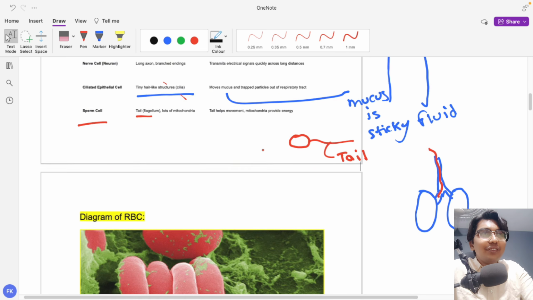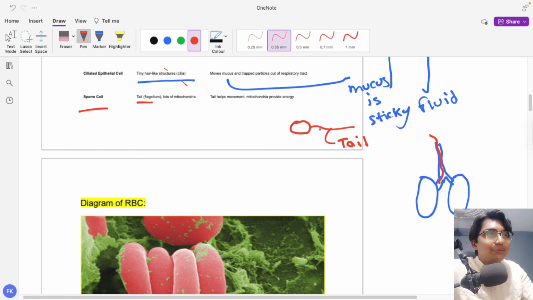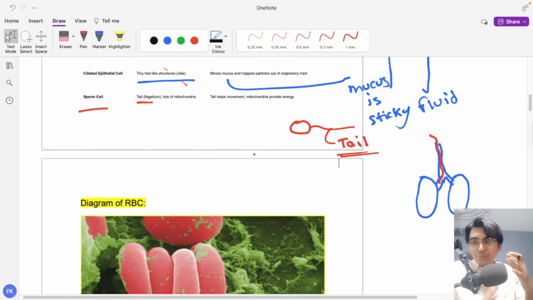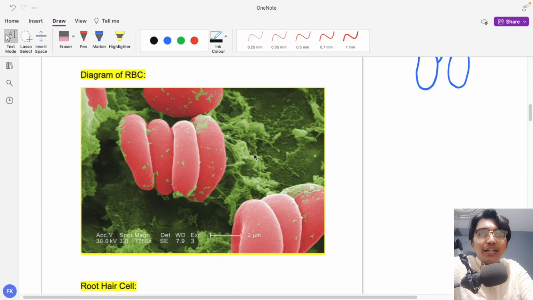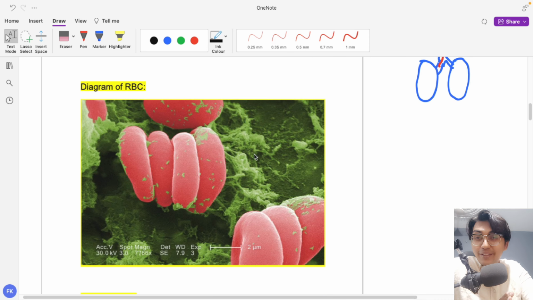Okay. So what is the function of this specialized structure known as the tail? The function of the tail is for movement, right? It has to move through the female body, right? And the mitochondria provide the energy.